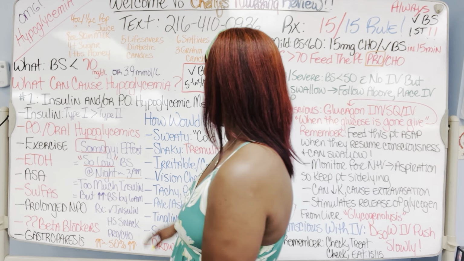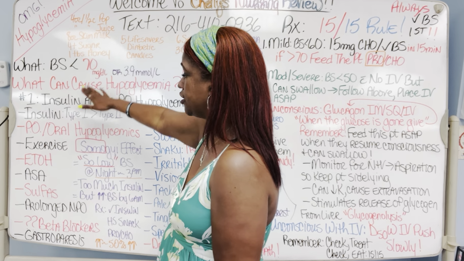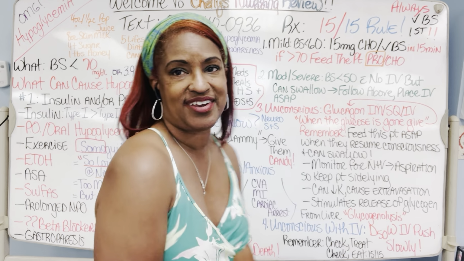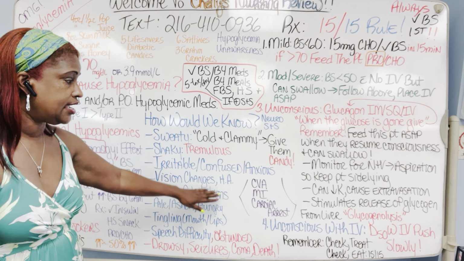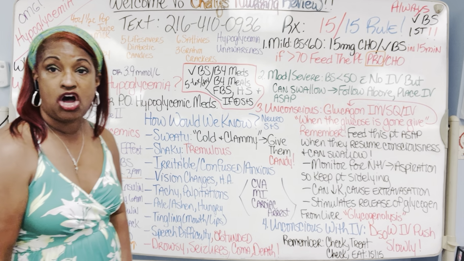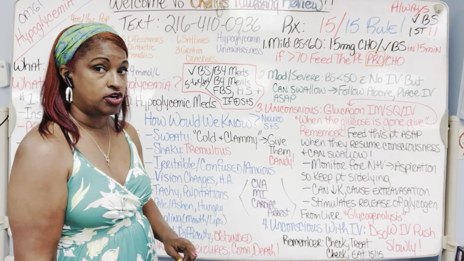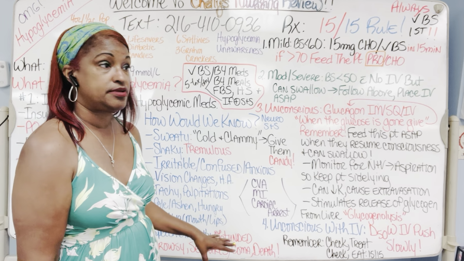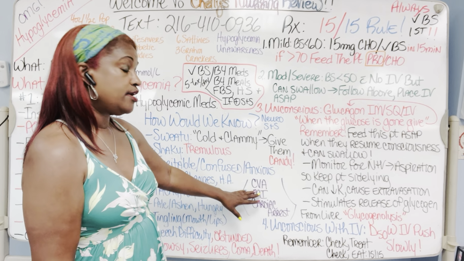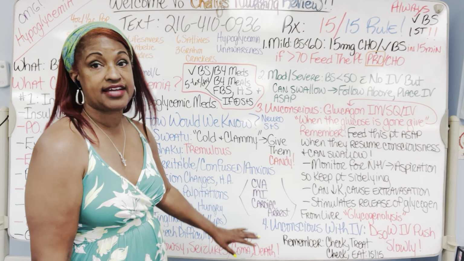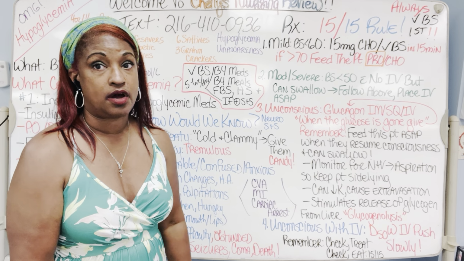All right. So we've done what? We've defined it for you. We talked about the causes of hypoglycemia. And we talked about the signs and symptoms of hypoglycemia. And let me just say this for the record. Patients with frequent episodes of hypoglycemia are very much at risk for strokes, heart attacks, and cardiac arrest, not to mention some dysrhythmias, okay?